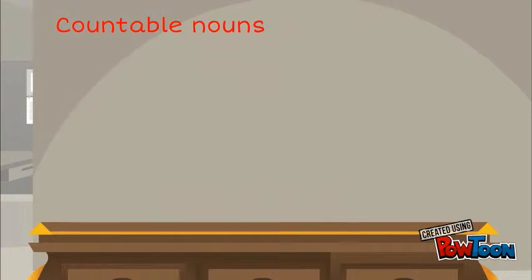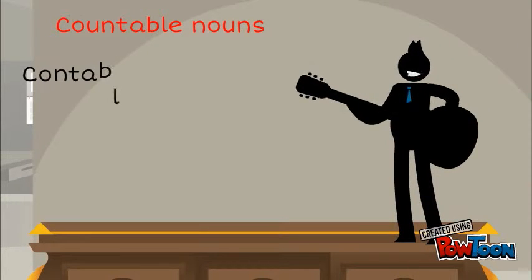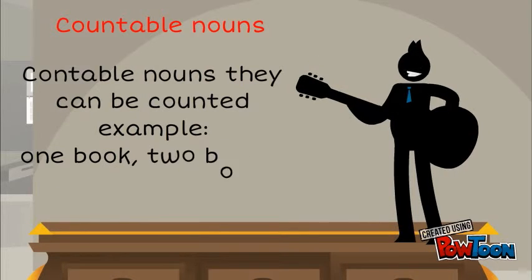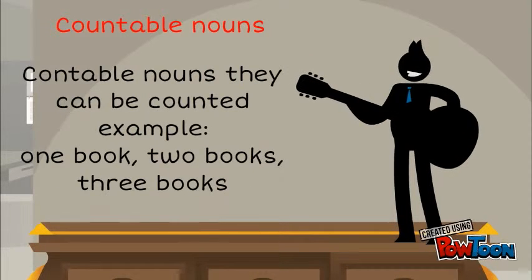Countable nouns have a singular and plural form. In plural, these nouns can be used with a number. They can be counted. Example, 1 book, 2 books, 3 books.